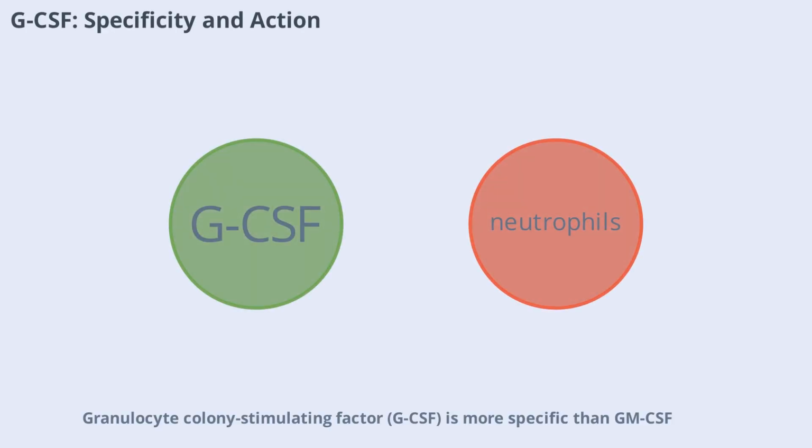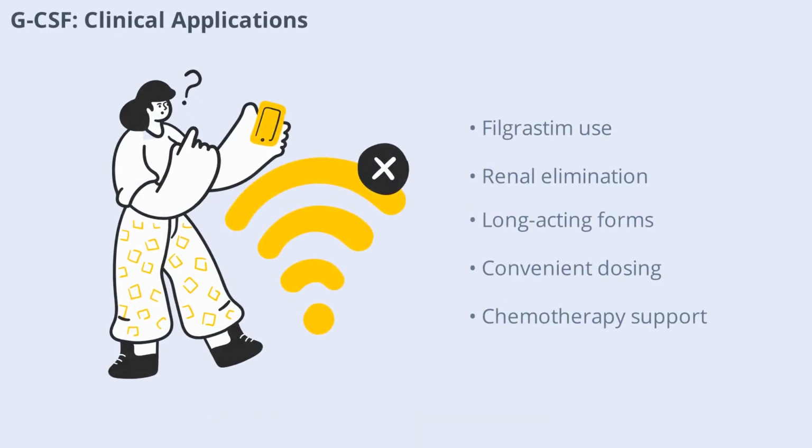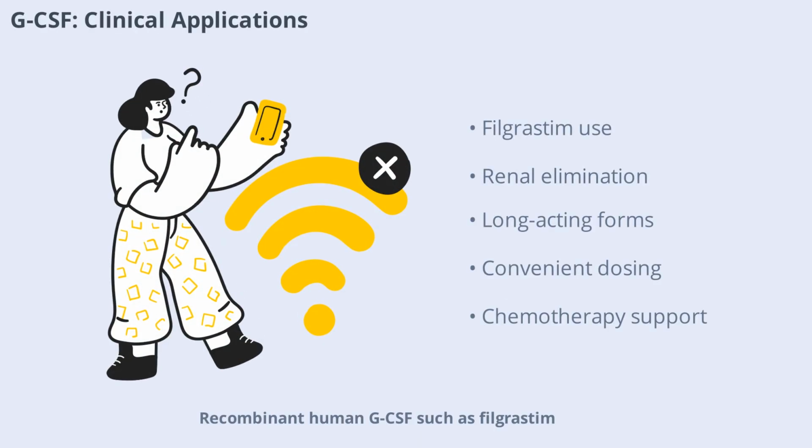Granulocyte colony stimulating factor, G-CSF, is more specific than GM-CSF, acting mainly on neutrophils and their progenitors. It stimulates their proliferation and function, while also reducing inflammation by inhibiting certain cytokines. G-CSF is especially effective in mobilizing hematopoietic stem cells into peripheral blood, a key advance in stem cell transplantation. Recombinant human G-CSF, such as filgrastim, is produced in bacteria and primarily stimulates neutrophil production. It is eliminated by the kidneys, with a serum half-life of about 3.5 hours.